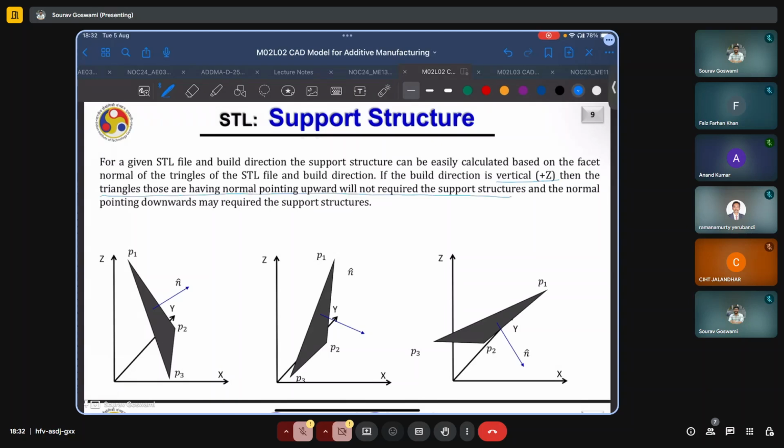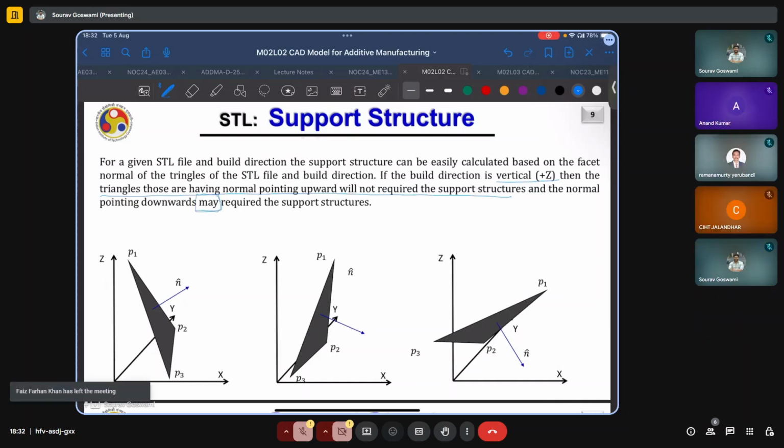And the normal, facets with normals pointing downwards may require the support structure. It might sound like a lot, but it's very easy to understand. Say you have something like a pyramid, and we are just zooming into this region. So here locally, this is what my surface will look like, and I will approximate it by say some triangle or something.